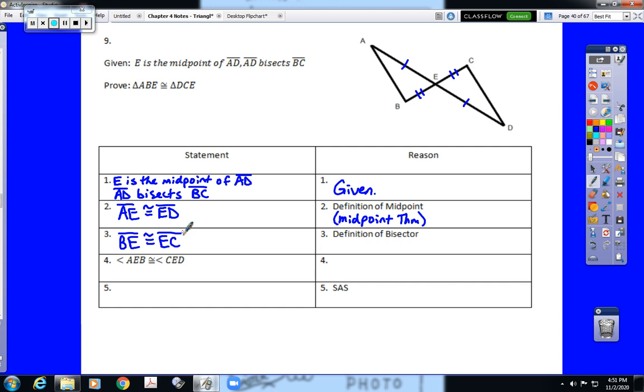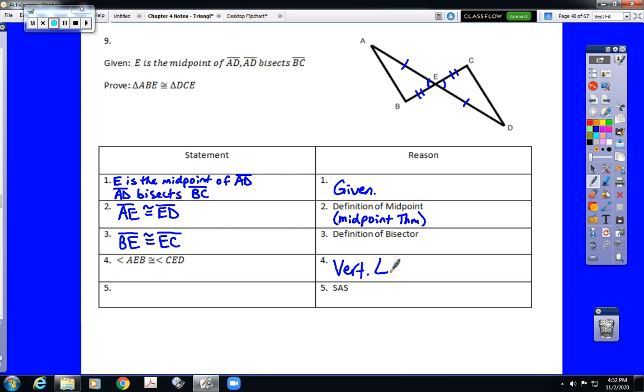In step 4, we need to find these angles so we can figure out why they are congruent. So we trace them with our finger. Triangle AEB is this angle. Triangle CED is this angle. And then we ask ourselves, well, why are those angles congruent? Those angles are congruent because they are vertical angles. And the vertical angle theorem says all vertical angles are congruent.